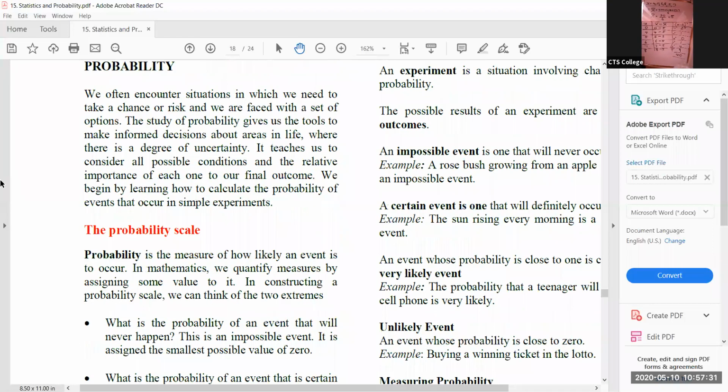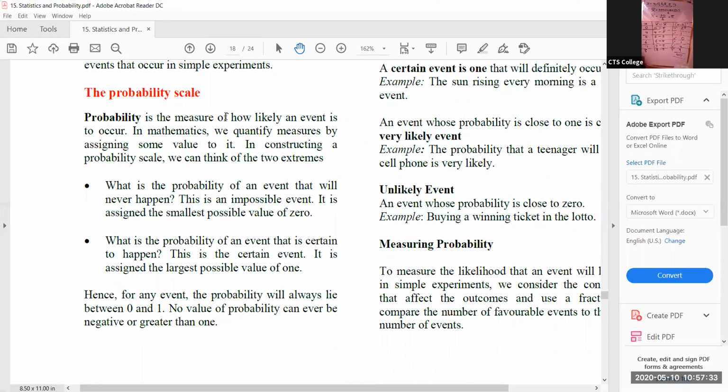So, the probability scale. Probability is the measure of how likely an event is to occur. In mathematics, we quantify measures by assigning some value to it. In constructing a probability scale, we can think of two extremes. What is the probability of an event that will never happen? This is an impossible event. It is assigned the smallest possible value of 0. So let's read this again. When the probability of an event that will never happen occurs, we put 0 as the value assigned to it.